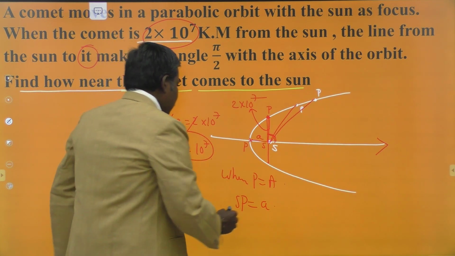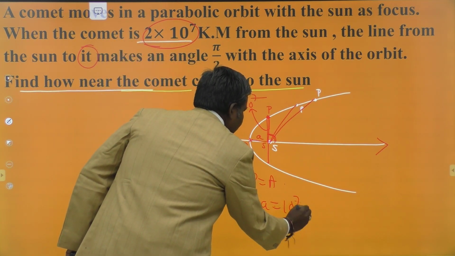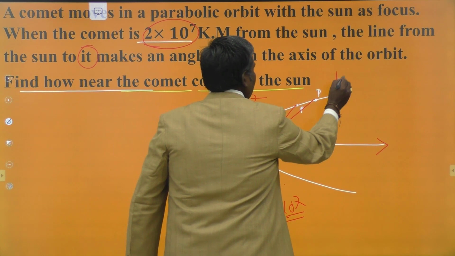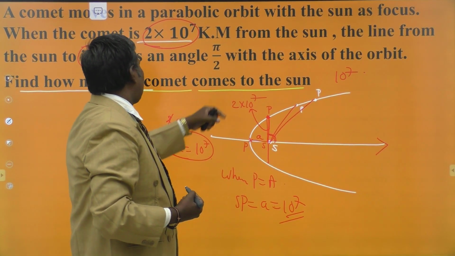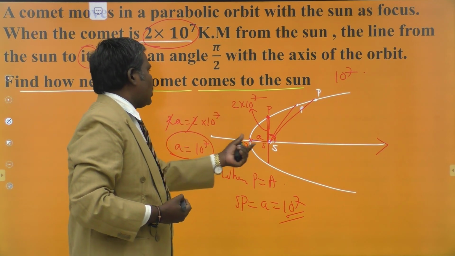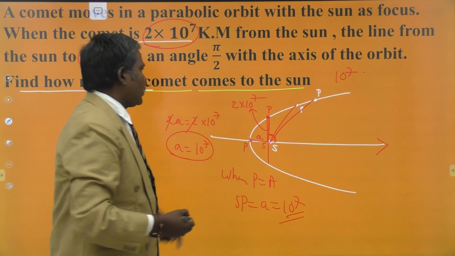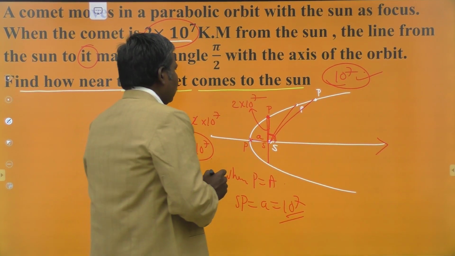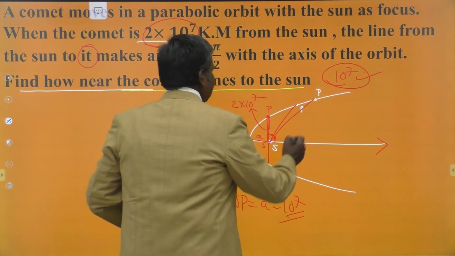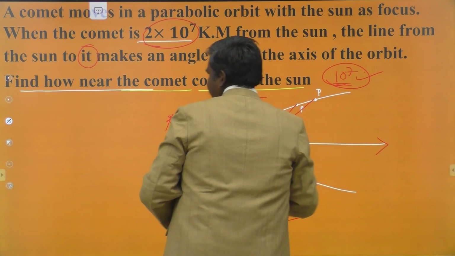So what is your a value? That is 10 to the power of 7. So your answer is 10 to the power of 7. So 10 power 7 is the nearest distance from the comet to your sun. Okay. So the nearest distance is 10 to the power of 7.